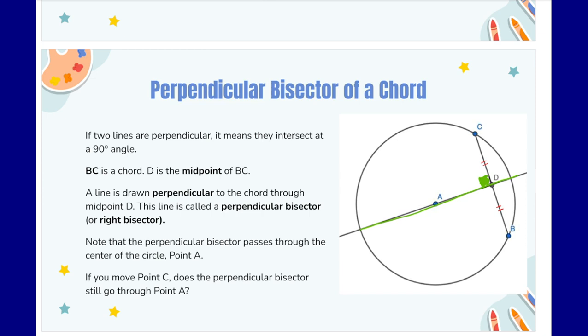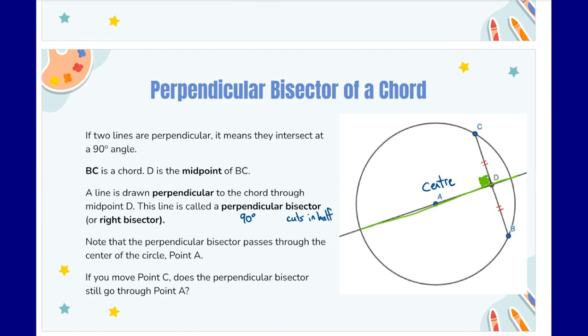A line that's drawn perpendicular to the chord through that midpoint is called the perpendicular bisector, or right bisector, for two reasons. Perpendicular means 90 degrees, and bisector means cuts in half. So it cuts our line in half and it crosses at 90 degrees. Now we want to note that the perpendicular bisector goes right through the center of our circle, point A. So in this diagram, it goes right through the center.